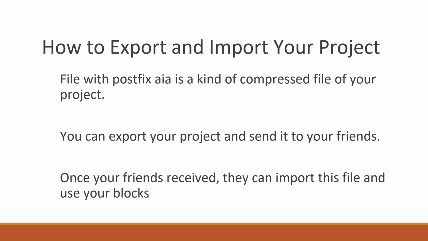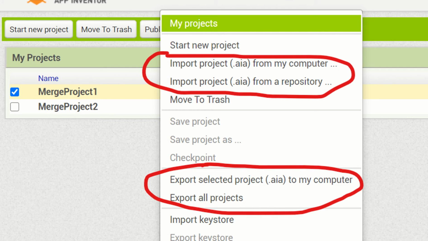So I'm going to talk about how to export and import your project. The file with postfix .ai is a kind of compressed file of your project. You can export your project and send it to your friends. Once your friends receive it, they can import this file and use the blocks. So let's see how we do that.